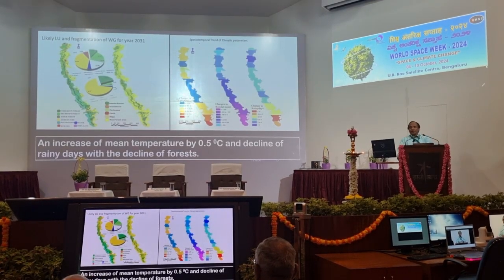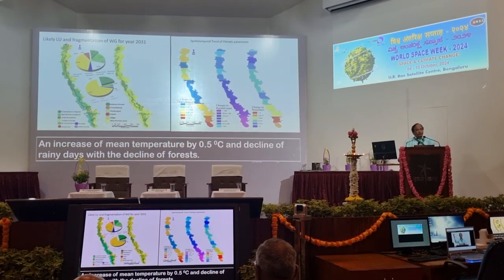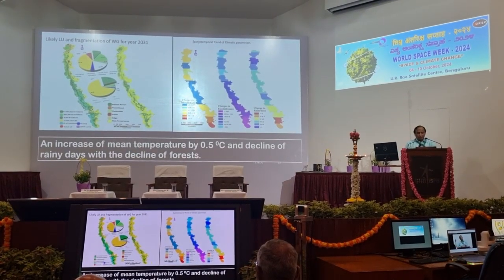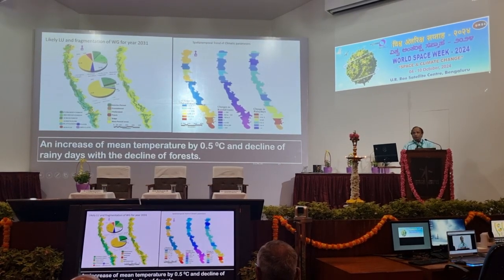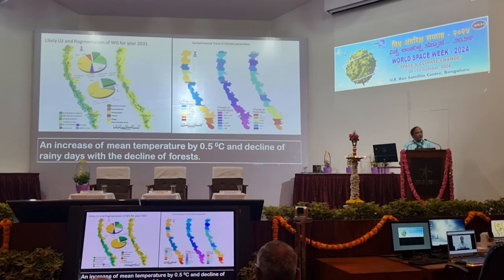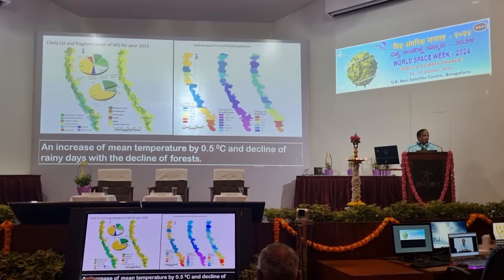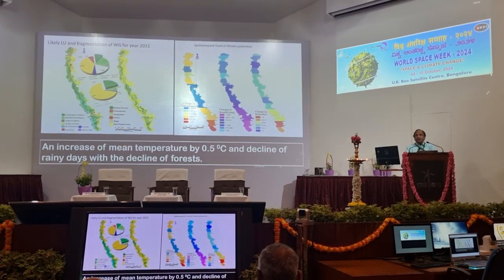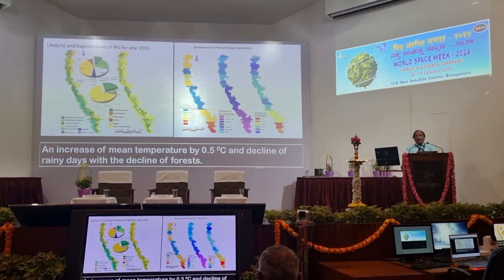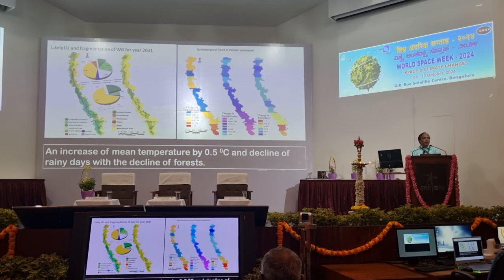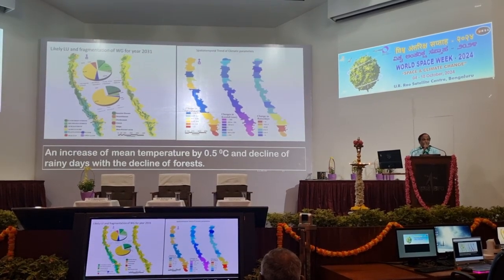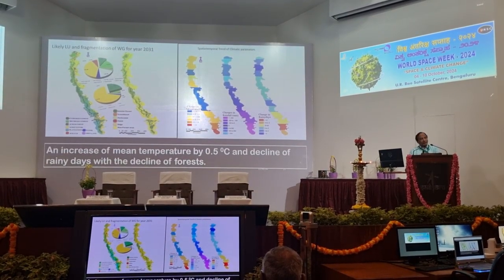Okay, now if the degradation continues, what is likely to happen? We have visualized that. We have only 10% of forest as evergreen in the Western Ghats. And in the last 4 decades we have lost about 5 to 8% of forest cover. And if this continues, we will lose some more forest, which is going to be tragic.